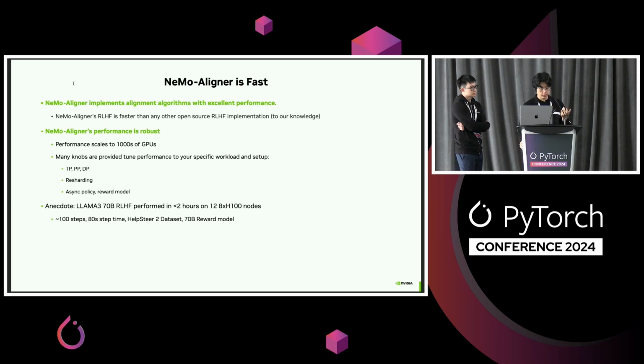As an anecdote, in our experiments, we were able to finish a Llama 370B RLHF in just under 2 hours using only 12 H100 nodes. And this is actually the fastest we've ever seen RLHF performed.